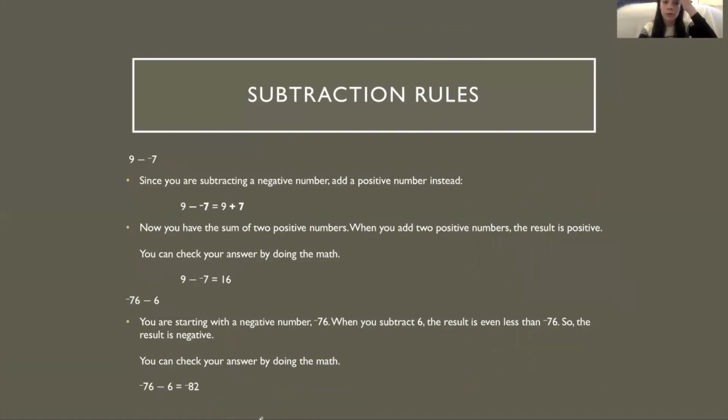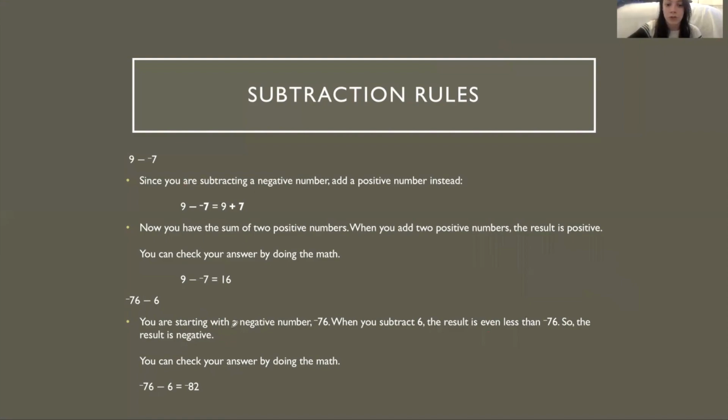So now we're going to be going over subtraction. When you are subtracting a negative number, you are just going to add a positive number instead. So 9 minus negative 7 is really just 9 plus 7, because the two negatives, the subtraction and the negative number, will cancel each other out. Now you have the sum of two positive numbers. When you add two positive numbers, the result is positive. You can check your answer by doing the math. So 9 minus negative 7 is 9 plus 7, 16.